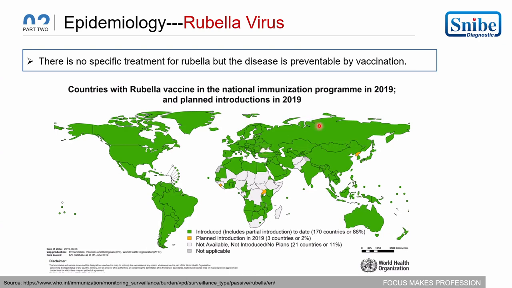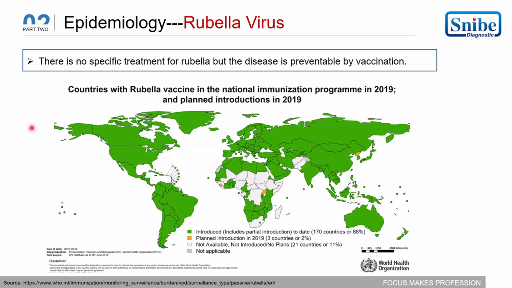So you can see that many countries are shown in green. They have introduced it partially into the national immunization program to date. Even in Pakistan, we have an immunization program, but the map shows not available, not introduced, no plan, or no data, which is 11% of the world. But we have a rubella vaccine program from birth till 11 years of age. We also have a national immunization program for these diseases.